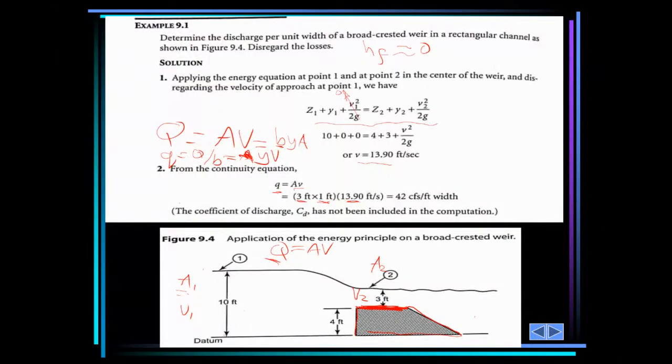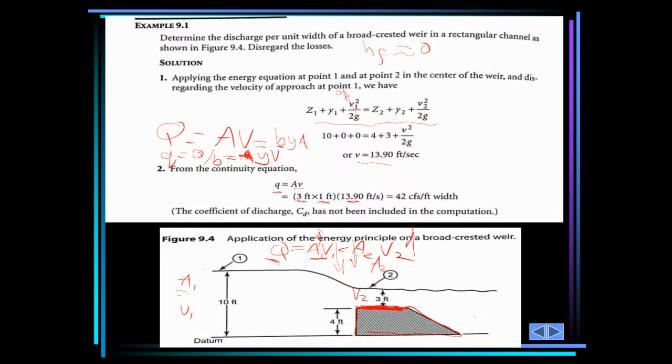Now, yes, you are right. Section 2 will have higher velocity. But why? Because A1 V1 equals A2 V2. A1 here is higher, while A2 here is smaller. So V1 here is smaller, but V2 here is higher, so that A1 V1 equals A2 V2. So the flow is accelerated.